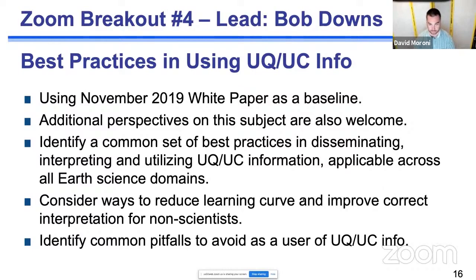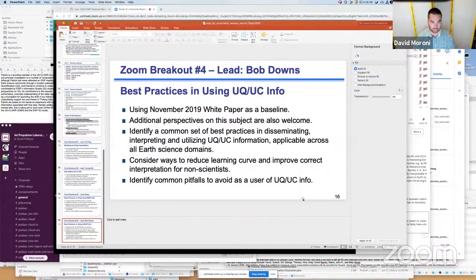earth science domains. Another thing to think about is consider ways in which we can try to reduce the learning curve and improve correct interpretation for those who are non-scientists, and also think about trying to find ways to identify pitfalls that can be avoided, especially common pitfalls on the user side that can be avoided in making use of and interpreting UQ-UC information. So with that, that's the end of my introduction.